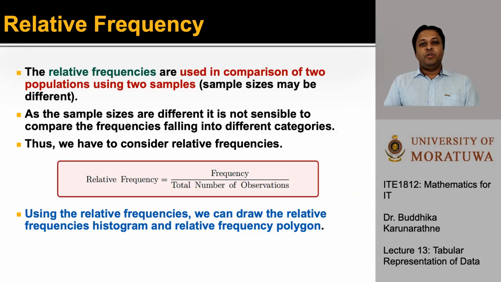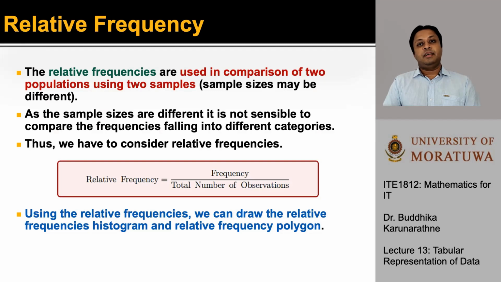Right. So we move on to another concept, which is relative frequency. Relative frequencies are used in comparison of populations. So far we have seen examples of just one population, but when you have two or more different populations, then you have to use this relative frequency interpretation. If the sample sizes in the two populations are different, then you cannot directly compare them. That's why you come up with this concept of relative frequency.